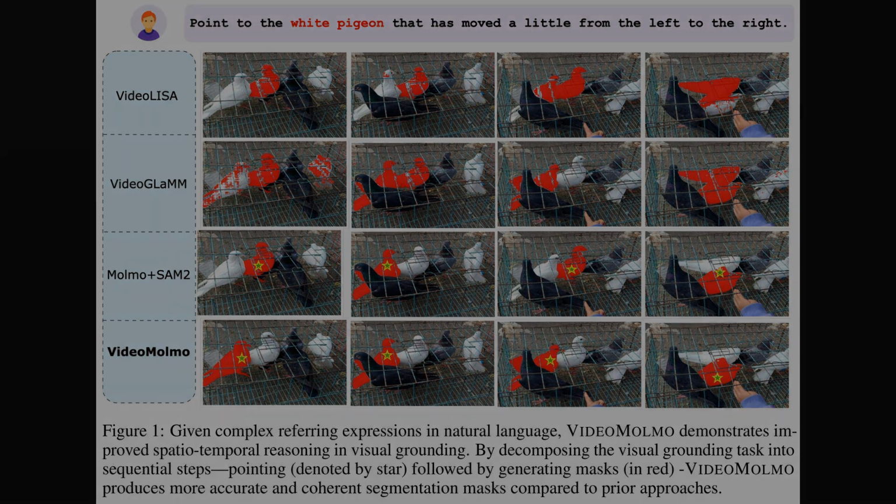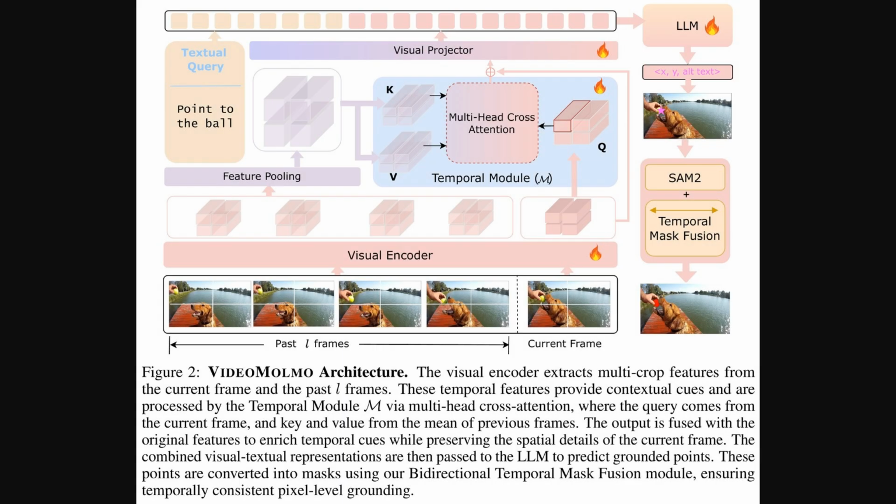So how does VideoMolmo achieve that really clean result? This diagram shows us the architecture. It takes in video frames and the text query, like point to the ball. A visual encoder processes the current frame and several past ones. These then go into a special temporal module using multi-head cross-attention, which is a way for the model to let the current frame's features query the past frames for important context, like how an object is moving. This enriched visual data is combined with the text and sent to the LLM, which outputs specific coordinates. Finally, those points are converted into a smooth mask using temporal mask fusion.